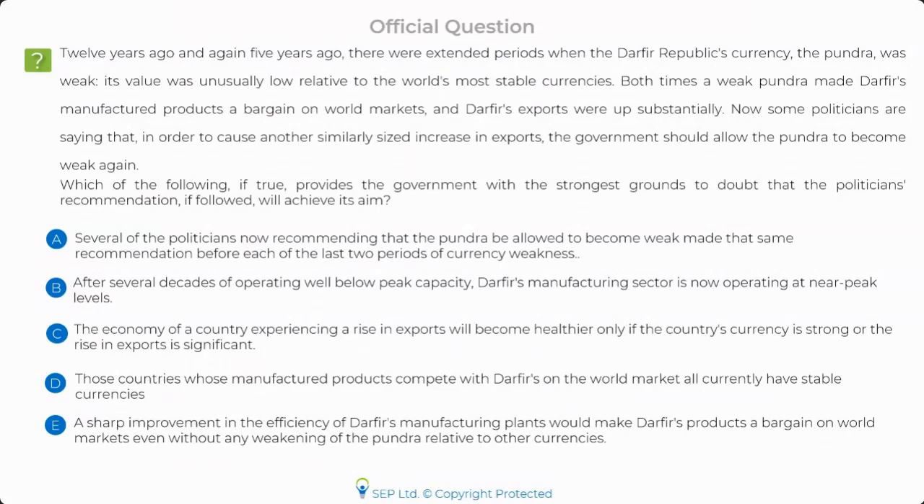So remember, you are looking for a choice which is going to tell you that even if you weaken the Pundra, Darfur will not be able to sell more manufactured products abroad. Okay, let me repeat. You are looking for a choice that tells you that even by weakening the Pundra, Darfur will not be able to sell more of its manufactured products in the world market. Okay. See which choice tells you that. I'm going to give you 30 seconds more to do that. Go ahead.